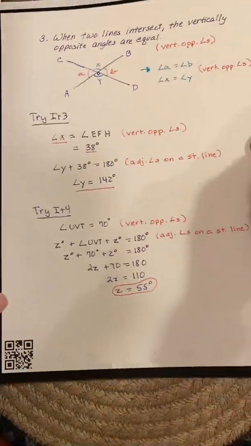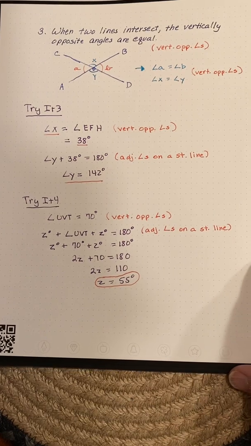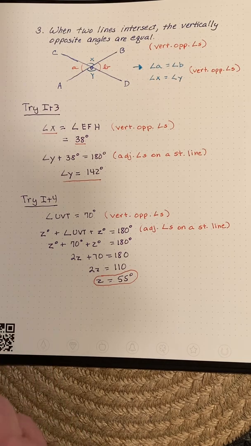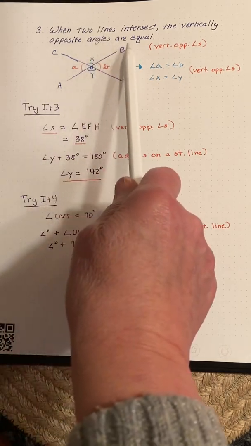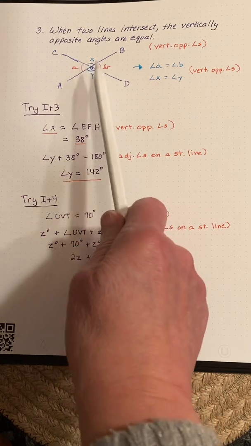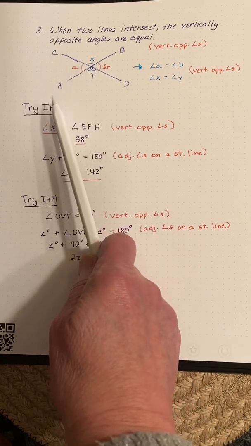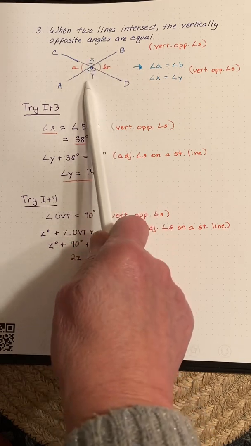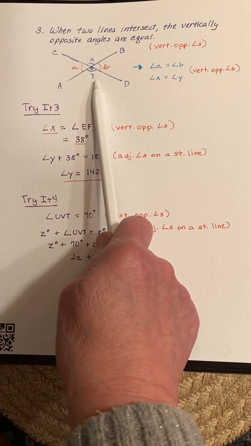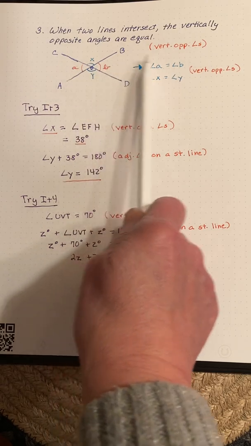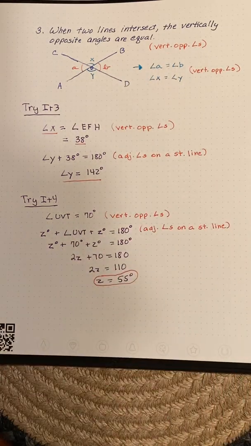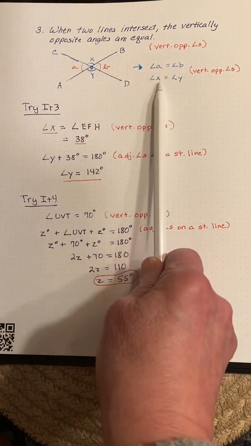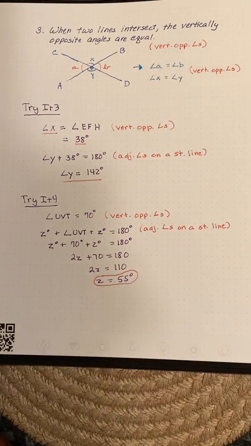Our next property that we're going to be working with today, our final property with all those definitions, says when two straight lines intersect, the vertically opposite angles are equal. So vertically opposite means they're straight across from each other. X and Y are vertically opposite, A and B are vertically opposite, and the property is vertically opposite angles. So therefore, angle A equals angle B and angle X equals angle Y because of that property.